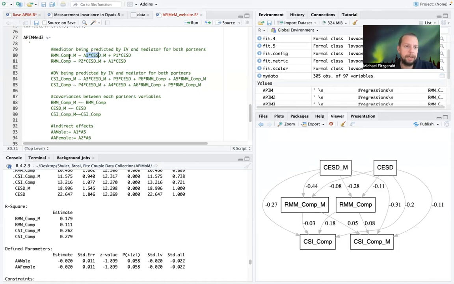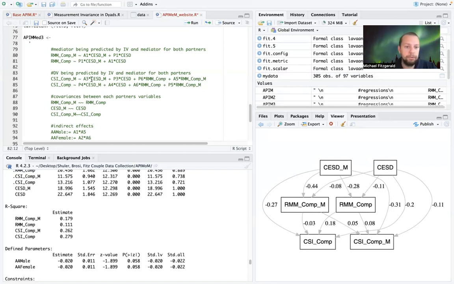For depression impacting male relationship mindfulness is now constrained to be equal to the actor effect from female depression to female relationship mindfulness. And then we're also going to do the same thing for the partner effects. We're going to constrain those to be equal. So the partner effects from depression to relationship quality are now constrained to be equal between the IV and the mediator.